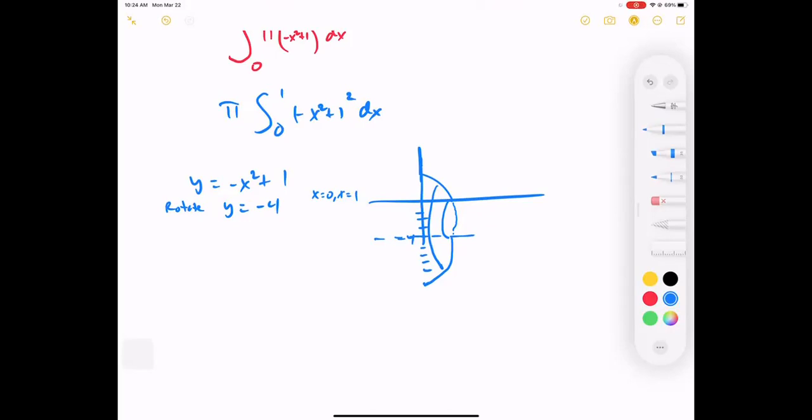So what's my equation? We're still basing it off circles. So it's the integral from 0 to 1 of pi r squared. I'm going to throw the pi outside because I'm getting more used to this. And it's going to be negative x squared plus 1 minus negative 4. That negative becomes a positive 4. Hopefully you guys notice that. And we're going to have pi times the integral from 0 to 1 of negative x squared plus 5.